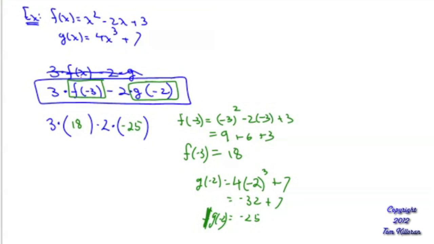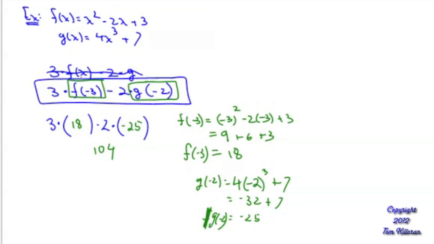So 3 times 18, 54, minus 2 times negative 25. 104 is the answer. Fine, 104. Calculator people. But that's one of my favorite evaluating a function questions. I'd rather not ask you something like, what's f of negative 2? Because that's kind of boring. I'd rather put it in this and make sure that you really understand what it means to be 3 times a function.